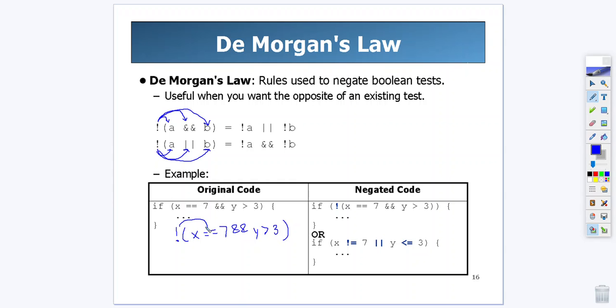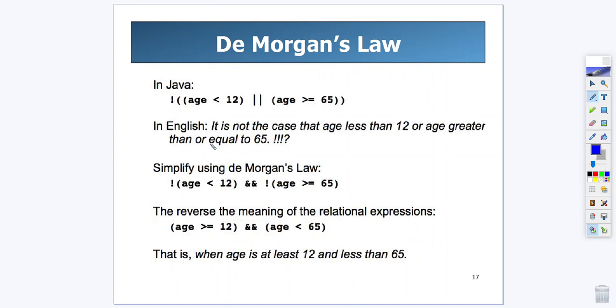And so I would distribute this. Now the opposite of equal to is not equal to. The opposite of and is or. And the opposite of greater than, and here's where students make a mistake. They want to say less than, but it's actually less than or equal to. And so that's what I just did here. So in Java, if I wanted to negate this, again, I would distribute, and I would distribute.